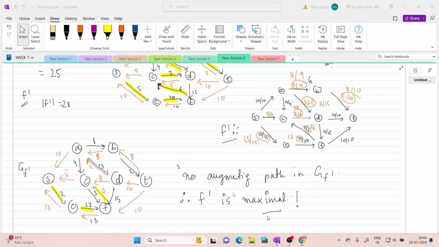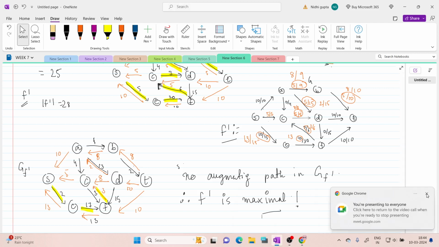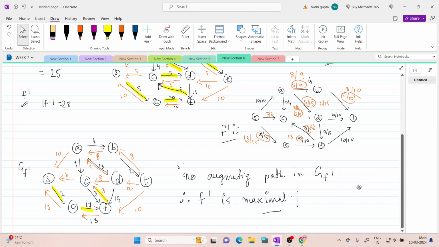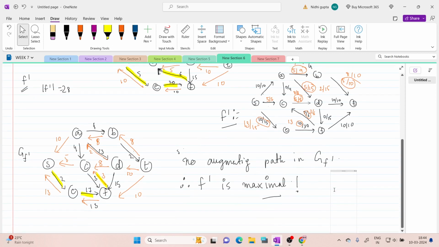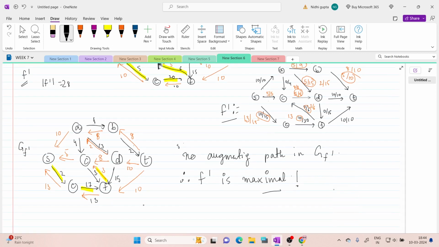Since this is a maximal flow, we should be able to find the minimum cut. For the minimum cut, we have to look at all those vertices U such that there is a path from S to U in G_f' in the residual flow. So what are all such vertices? This will form the minimum cut.